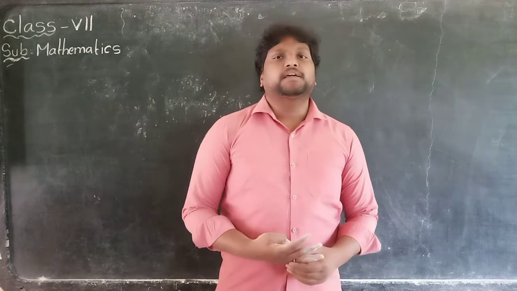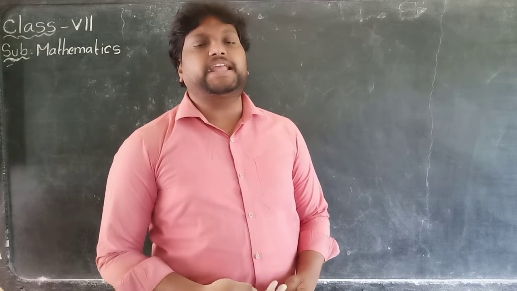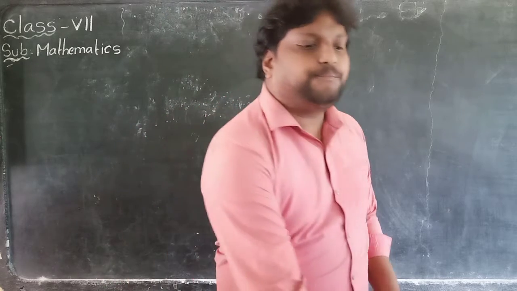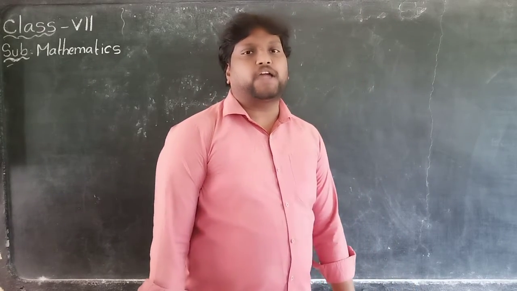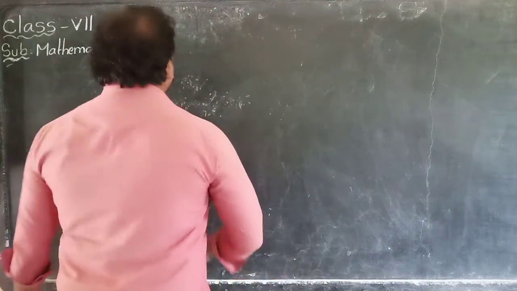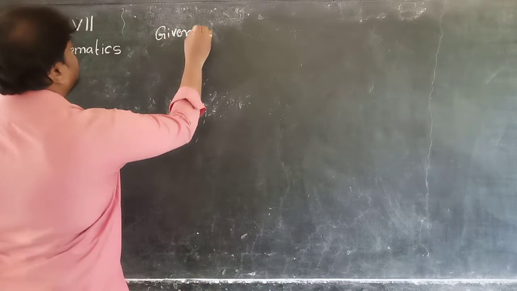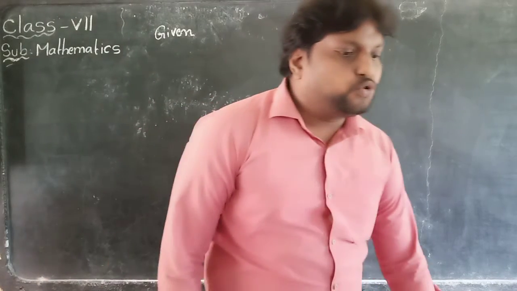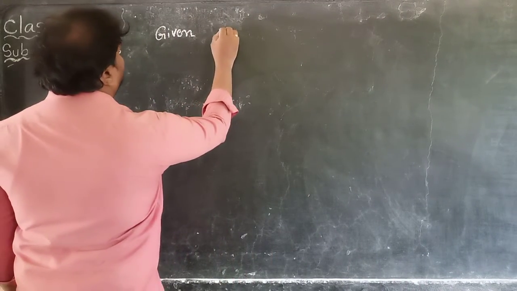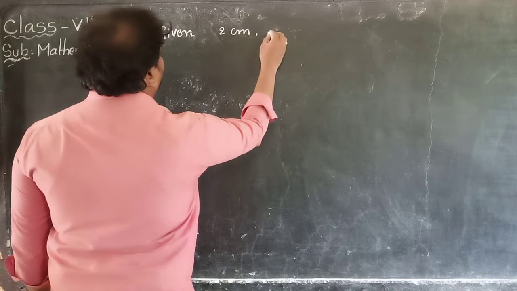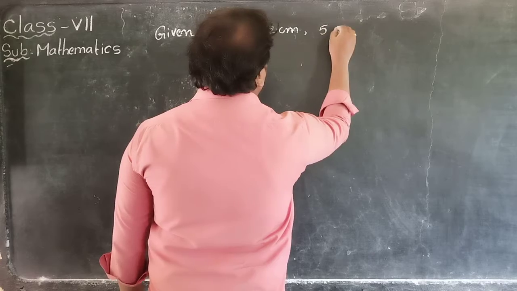Okay, in the problem we have three measurements, and we have to check whether the measurements belong to a right angle triangle or not. First of all, write the three measurements given: 2 centimeter, 2 centimeter, and 5 centimeter.